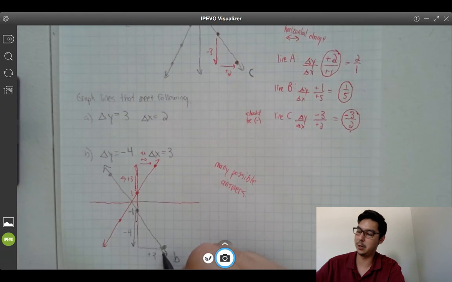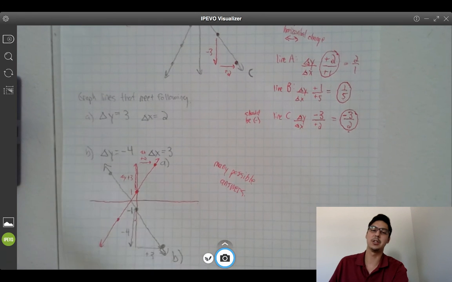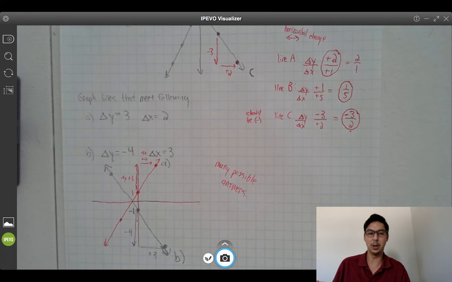Notice, by the way, I put arrows on my lines because technically these keep going. They don't just stop at those points. So hopefully that makes sense. If you don't get it, make sure you come to office hours or feel free to email and I can get back to you that way. Good luck on these problems.